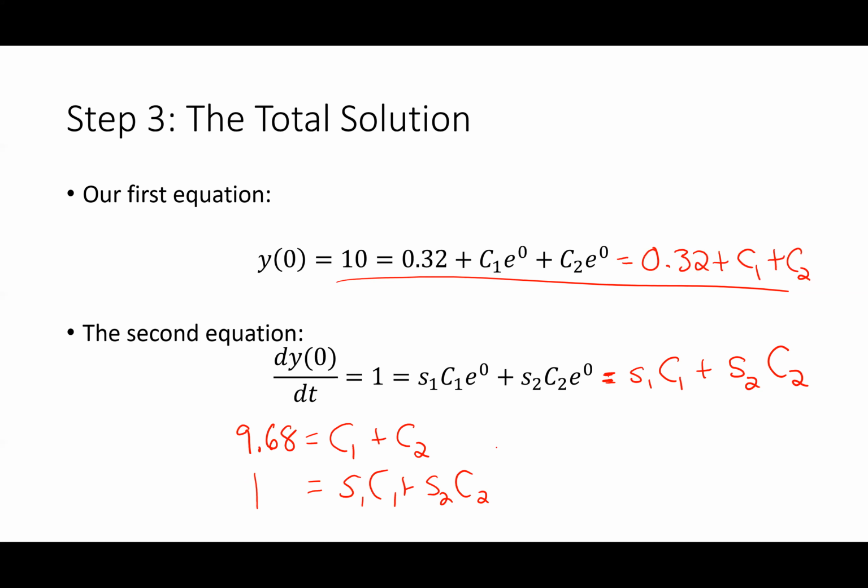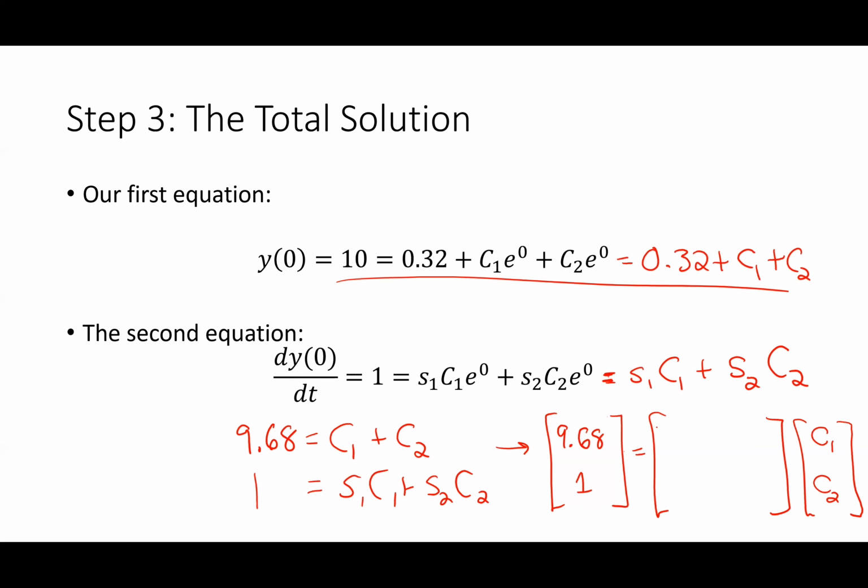So help me put that in matrix form. The things I'm solving for are C1 and C2, so I put those here. What do I do with the 9.68 and the 1? Put them on the left side. What goes into this matrix over here? Coefficients. So what are the coefficients on C1 and C2 in the top equation? 1 and 1. What are the coefficients in the bottom equation? S1 and S2.